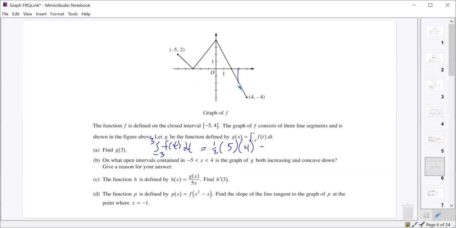And from 2 to 3, that's a base of 1 and a height of 2, since this is linear, and we're going from 2, 0 to 4, -4. So 1/2 of 2 times 1, which would be 10 minus 1, which would be 9. And that was worth 1 point. Any questions there on part A?